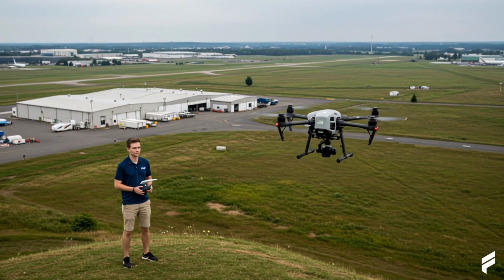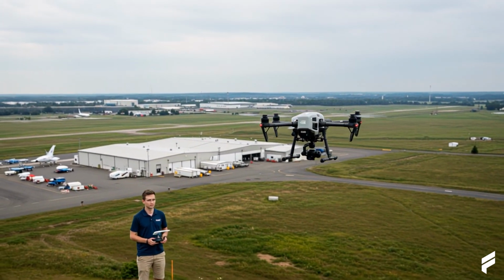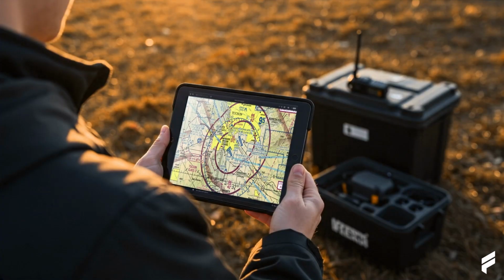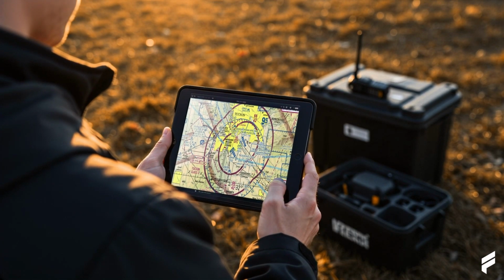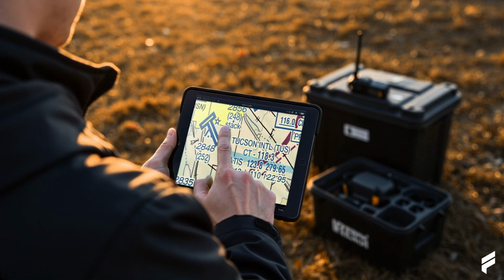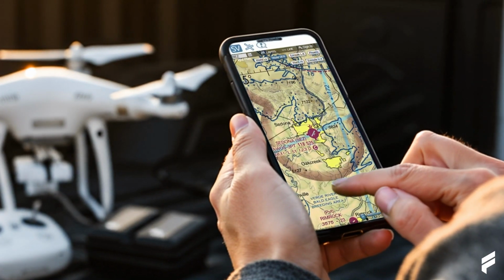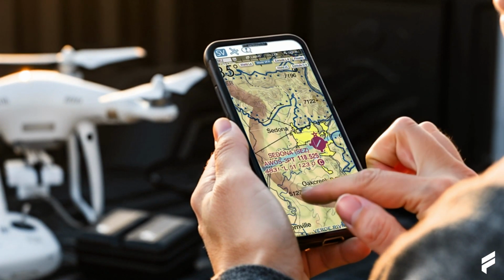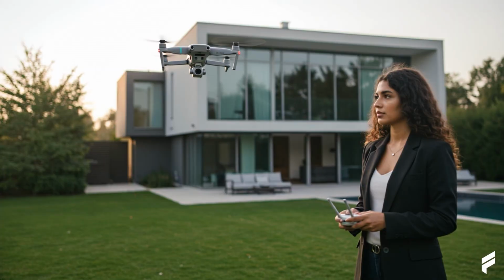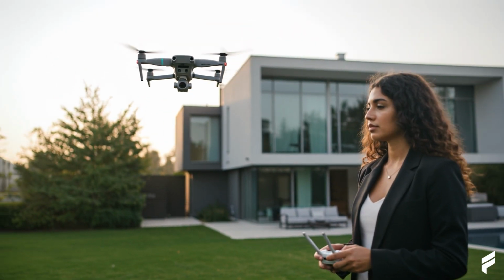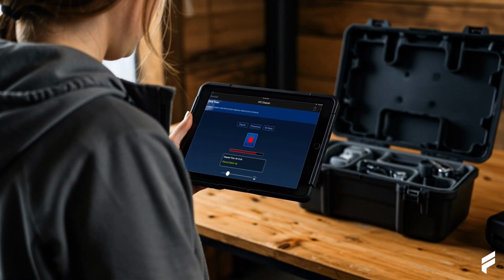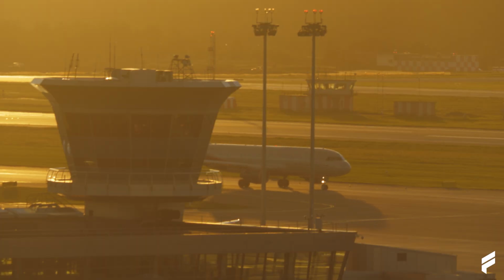For example, if a drone pilot wants to operate near Tucson International Airport, the sectional chart reveals it is in Class C airspace, meaning FAA approval is required. However, if the pilot plans to fly near Sedona Airport, which is in Class G airspace, no prior FAA authorization is needed, though it is still essential to remain aware of manned aircraft in the area.